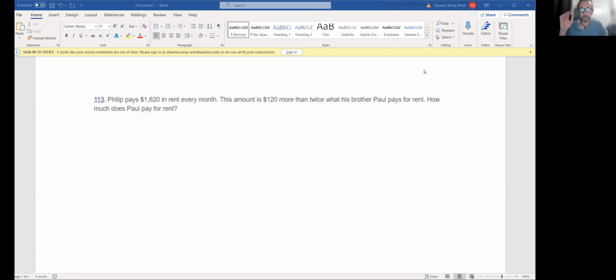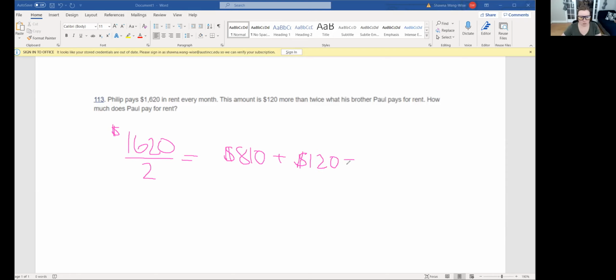All right, the way I went about this problem was I took the 1620 for rent over 2 because that would give you the half mark or half amount, and that gives you 810 plus the 120 extra that he pays, brings you to a total of 930. Okay. So what do we all think about this?